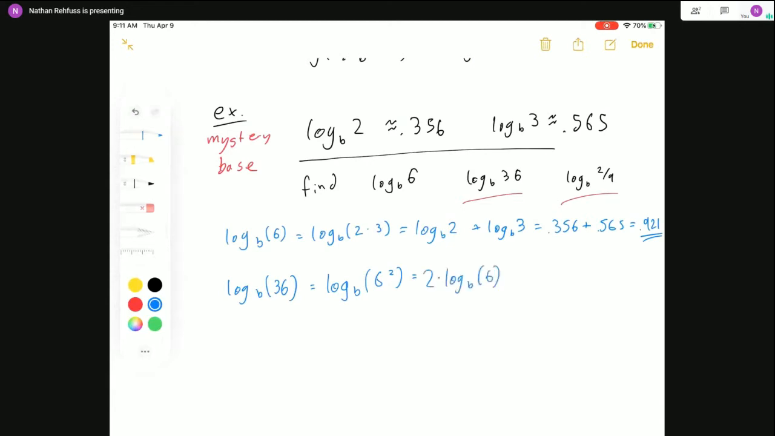And I know from the previous step that log base b of 6 is 0.921. This is 1.842. Otherwise, I guess we could have written 36 as 2 times 2 times 3 times 3, and then added 0.356 plus 0.356 plus 0.565 plus 0.565, and that would have gotten us the same answer.